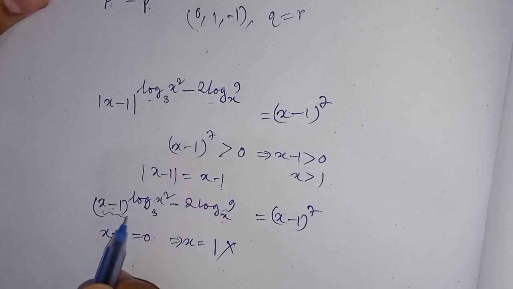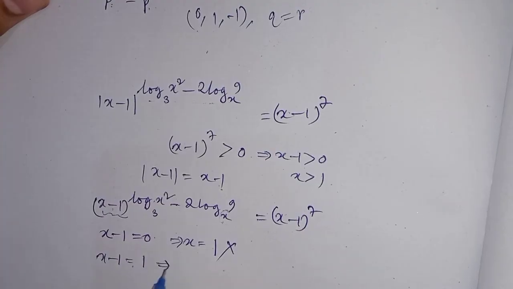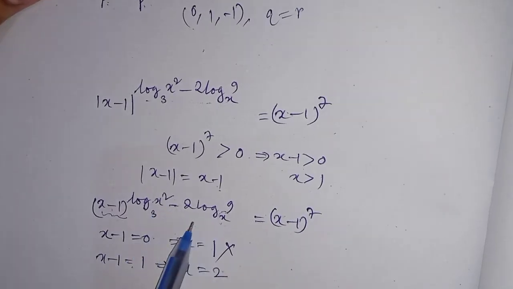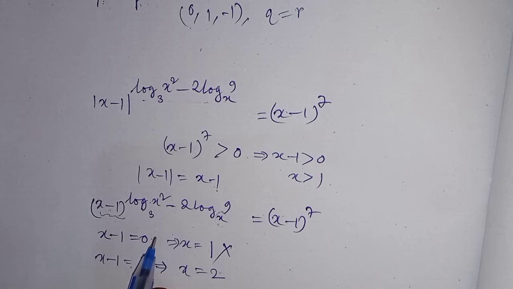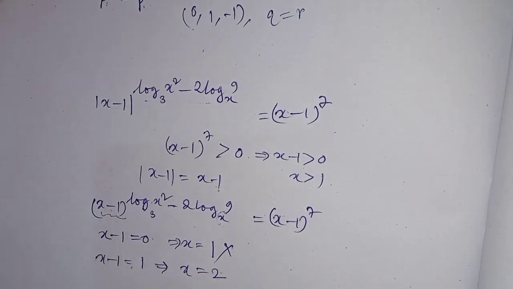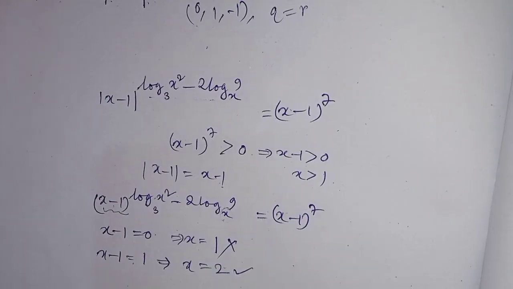Then we will see that this term is equal to 1. x minus 1 is equal to 1. That implies x equal to 2. According to the conditions for the logarithm to be defined, all the conditions are held, none of the conditions is violated, so x equal to 2 will be accepted as the solution.